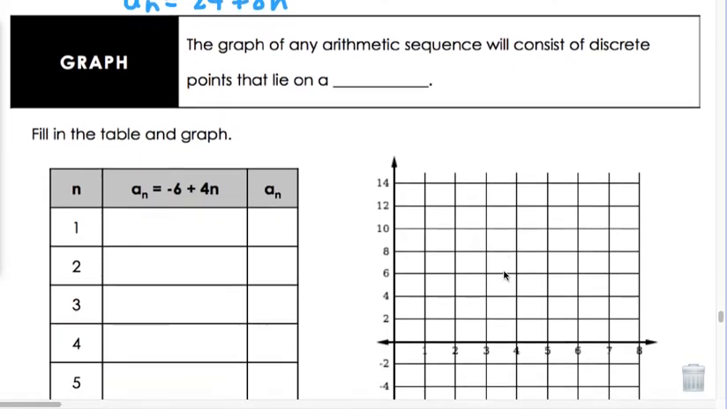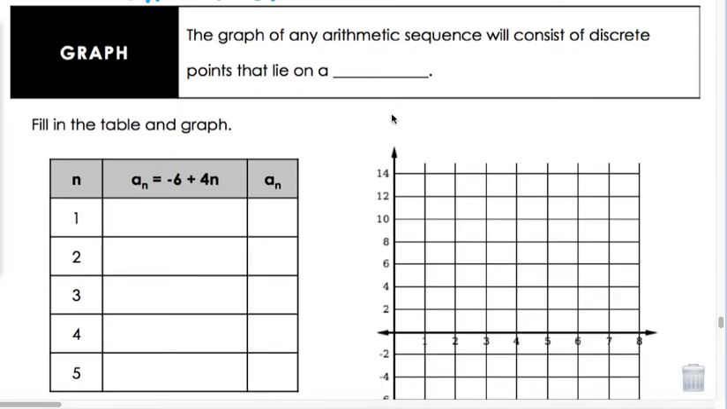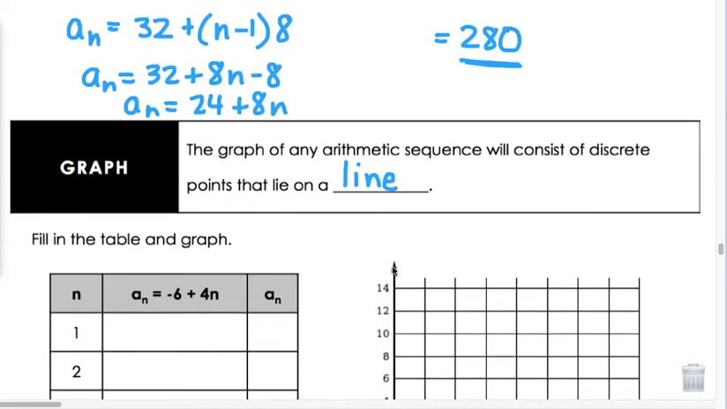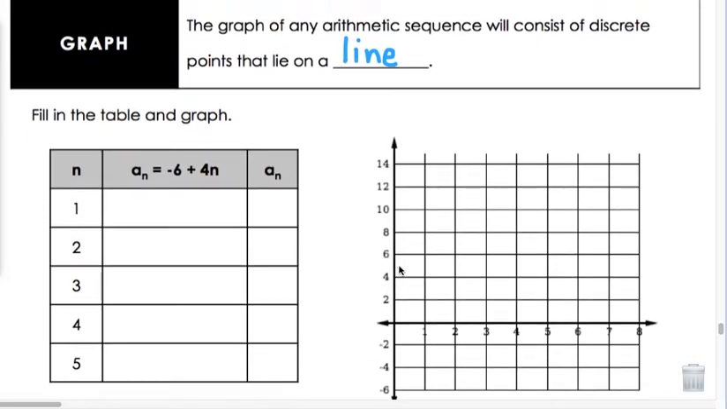Now when we look at graphs for arithmetic sequences, the graph of any arithmetic sequence will consist of discrete points that lie on a line. And if you look at our rule up here, you could have noticed that it is a linear equation. So let's fill in the table and then we can graph.